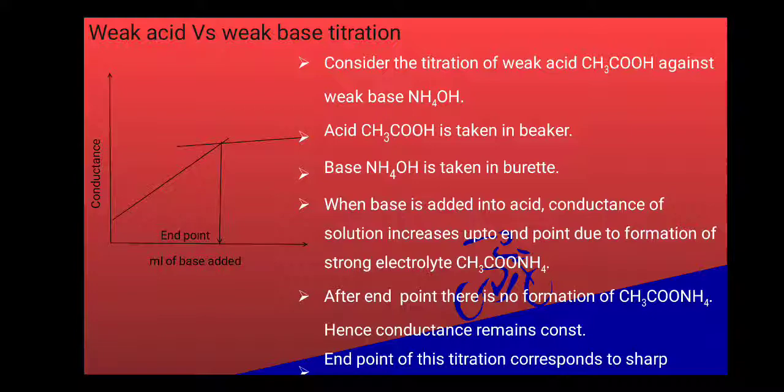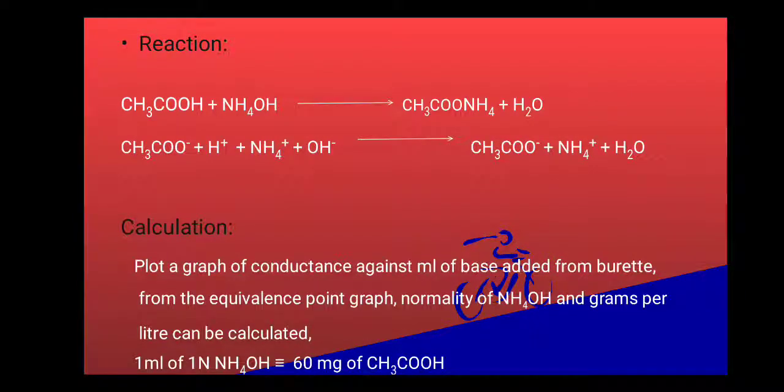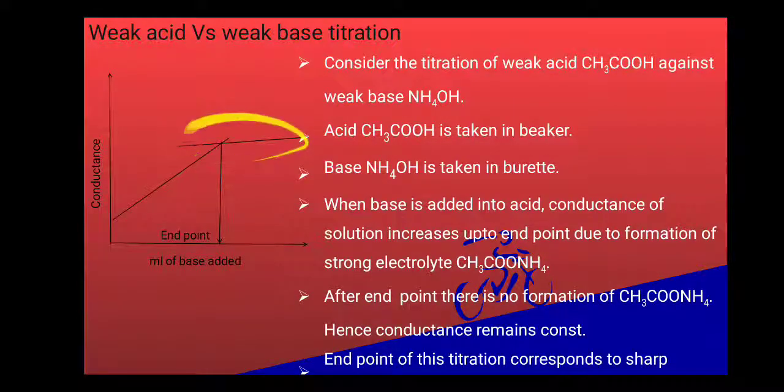Means when base is added into acid, the conductance of the solution increases up to the endpoint due to the formation of an electrolyte, ammonium acetate. Ammonium acetate formation continuously takes place in the reaction. That's why there is an increase in the conductance of the solution. But when 100% formation of ammonium acetate has taken place, then the conductance of the solution remains constant, and where it remains constant, I think that point is called the endpoint for this titration.